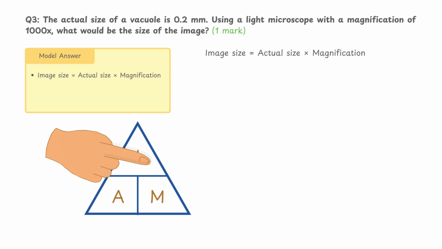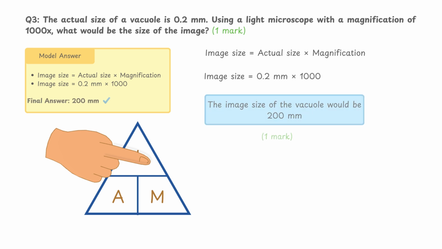Now, let's substitute the given values into the formula. Image size equals 0.2 millimeters multiplied by 1,000. So the image size of the vacuole would be 200 millimeters.